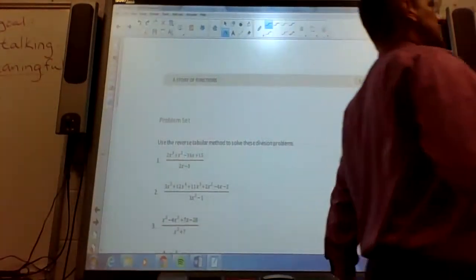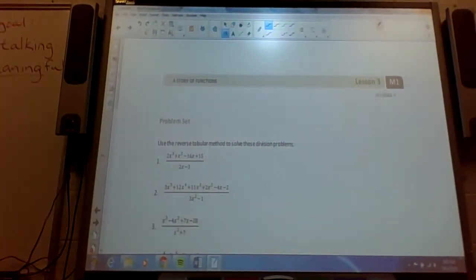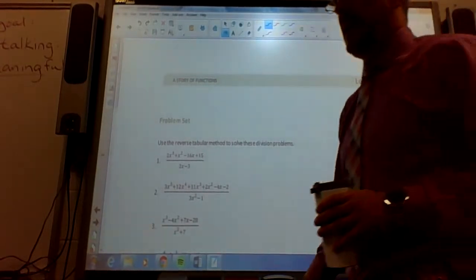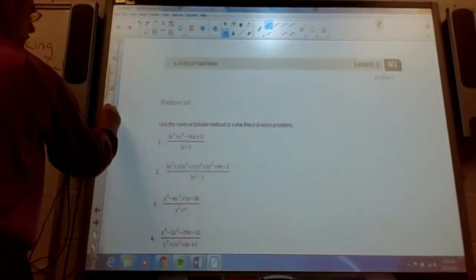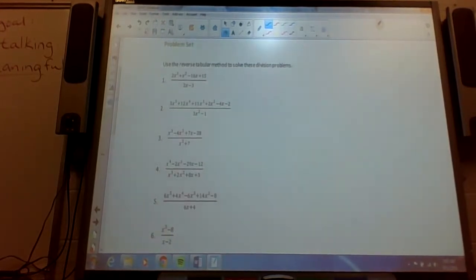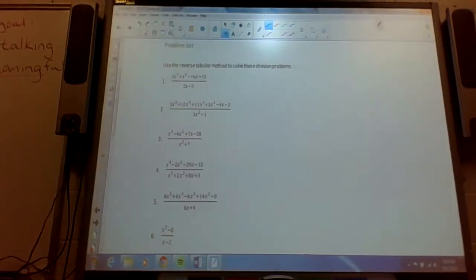How late do we have this class till? We have like 4 minutes. So we go to 10 after. All right, let's do number 1 then, on a separate sheet of paper. Problem set, lesson 3, number 1. Go ahead and put it on a separate sheet of paper so you have room to work, because these take a lot of room.